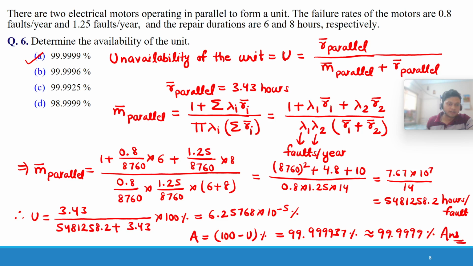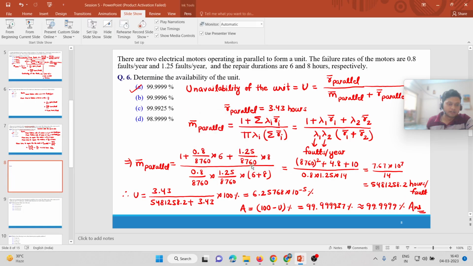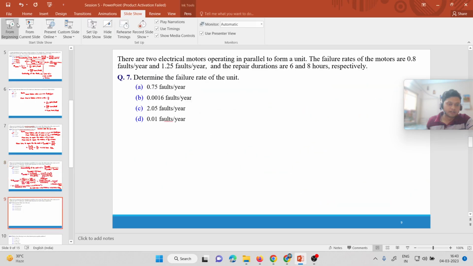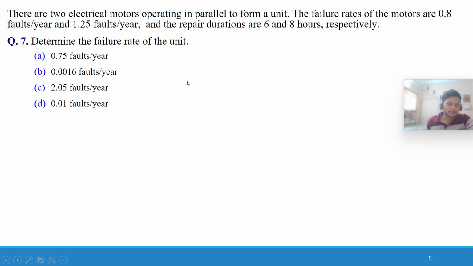Now let us see the next problem. So the next problem is that you have to find out the failure rate of the unit. We have already calculated the mean time to failure. So what will be the failure rate? It is just reciprocal of mean time to failure.